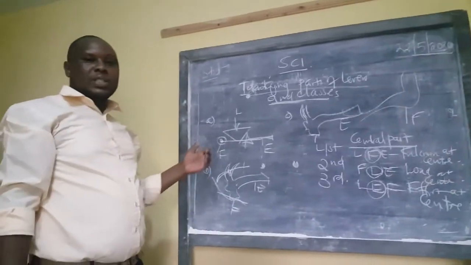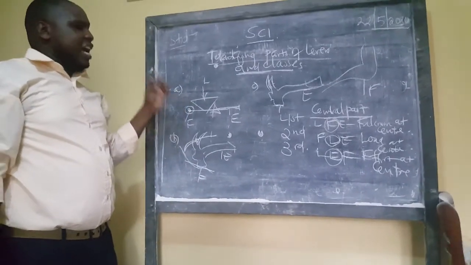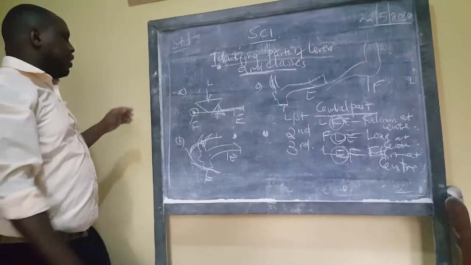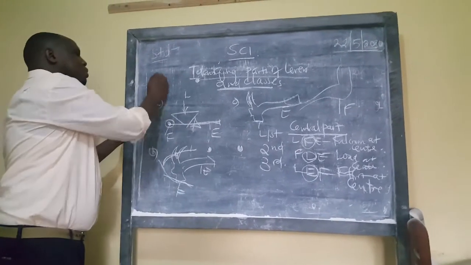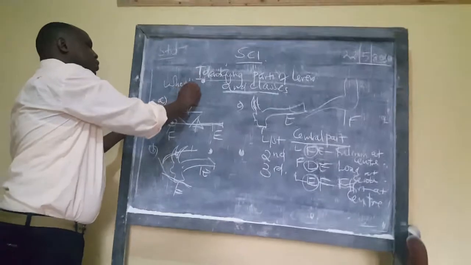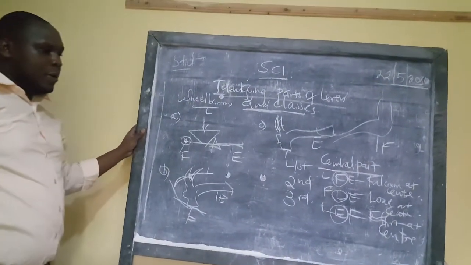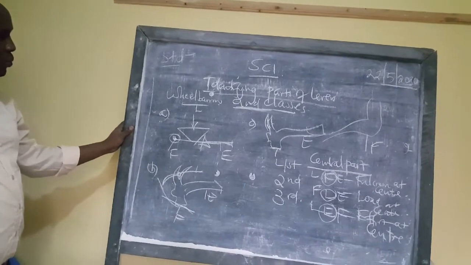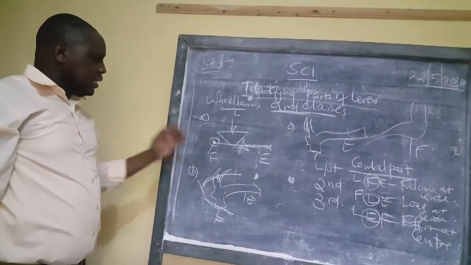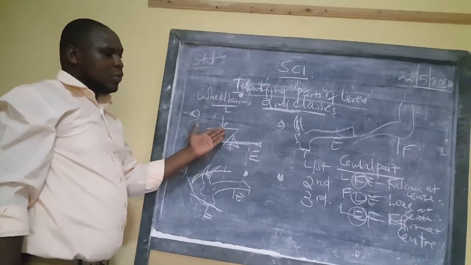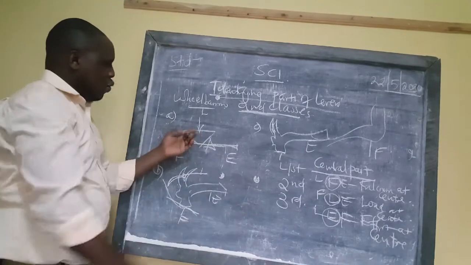So we go back to where we started. Again, I'm drawing those levers and identifying their places. So we're going to identify the class of this lever, which is known as wheelbarrow. Which class is wheelbarrow found in? We are going to see where the center is. The center part of it is load. So which class is that, Lana? Second class lever.